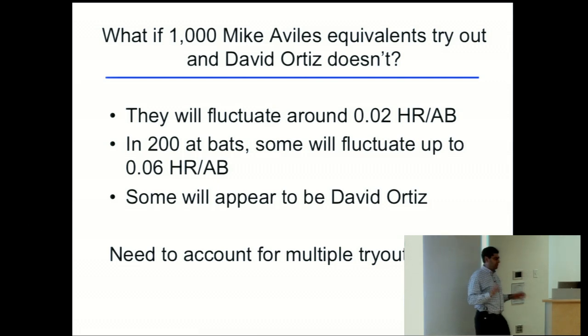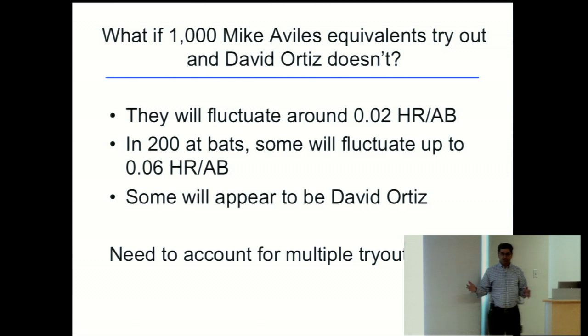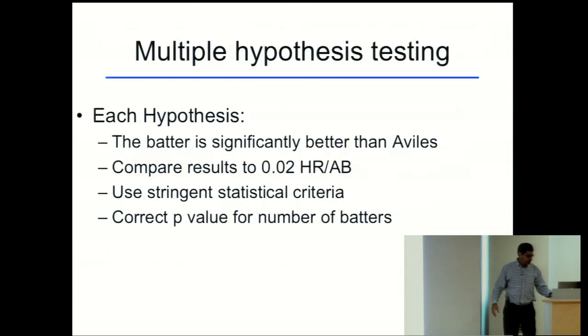So this is the multiple hypothesis testing problem. Essentially, each batter that you try out is a different hypothesis. You're saying the hypothesis is this person is different than the null. This person is different than the average Major League Baseball player. And so how do you account for the fact that you've done that test 1,000 times, and one of those 1,000 times you're going to get a p-value of 0.001. That's kind of what a p-value means, the likelihood of observing that result by chance.